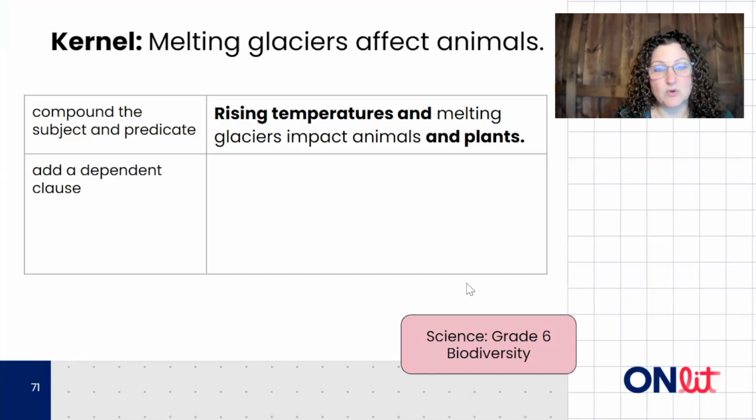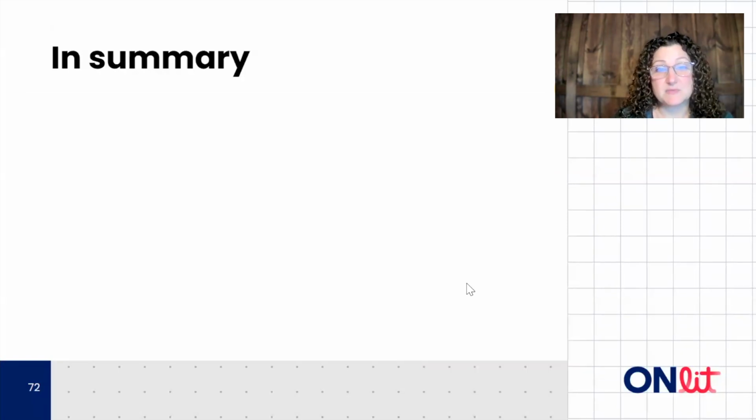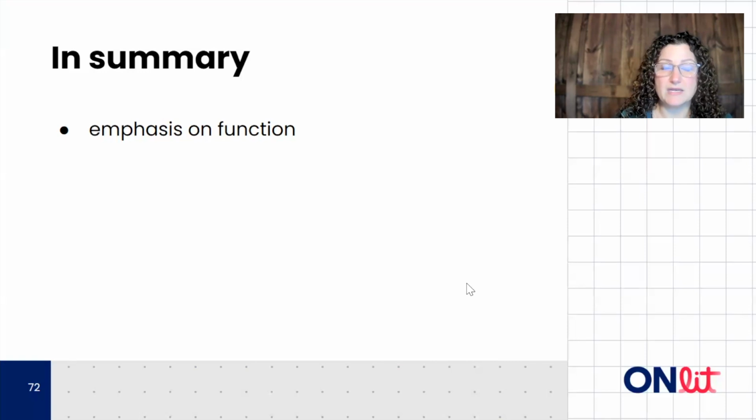Increasing the complexity even more, students can be prompted to add more information about both the subject and the predicate. In this case, an appositive phrase, two main examples of climate change, and an adjective, marine, that tells what kind of animals and plants. Using this expanding sentences strategy should begin with an emphasis on the function of the words in the sentence, starting with a who and a do, telling more about the who and telling more about how, when, and where the do was done.